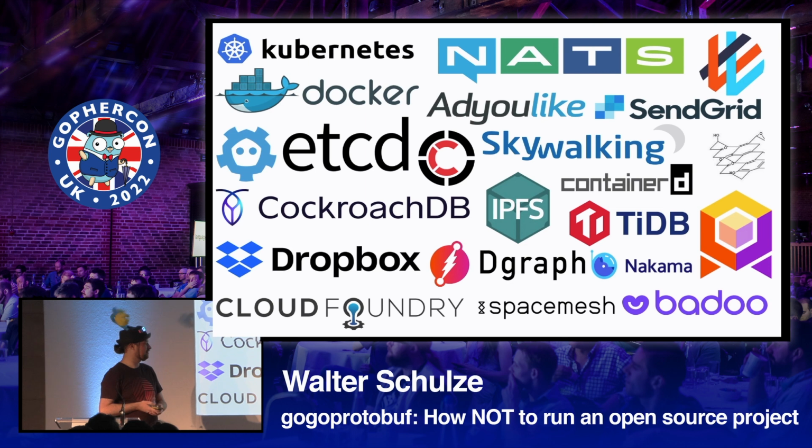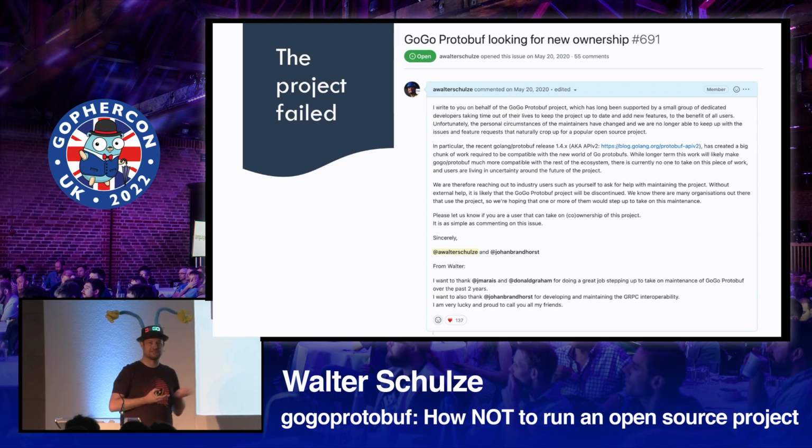Okay. So it might look like this project is a success given all these users, but in actual fact, it's a failure. And that is because it's an orphan project without a maintainer. And now you say, hey, Walter, you're talking about this project. Why aren't you maintaining it? Well, I hope to explain this to you in the talk. And hopefully you can learn from this and not also end up with a project that is unmaintained.